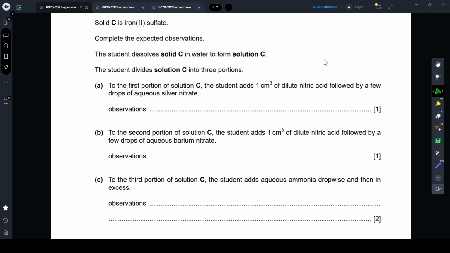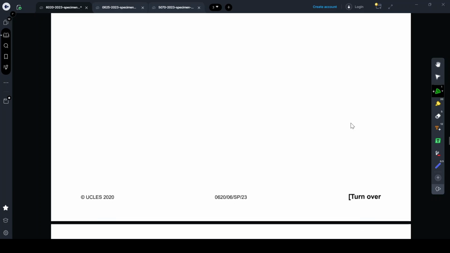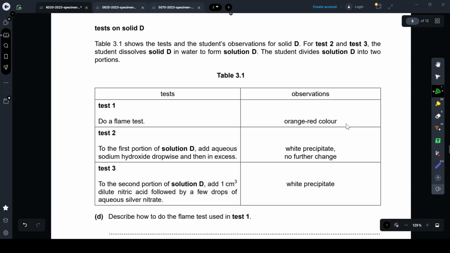What's going to happen? Oxygen will be released. Why? Okay. Iron sulfate is a salt. There will be no change.